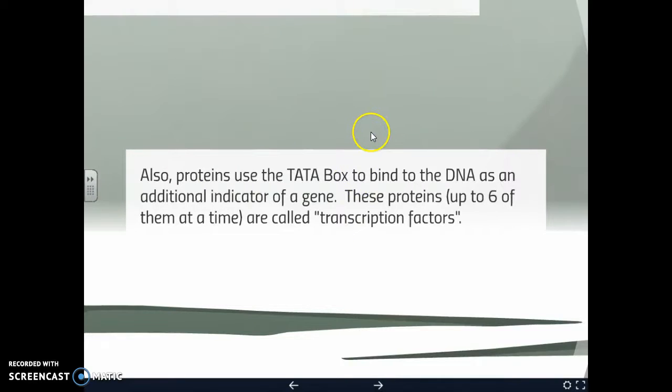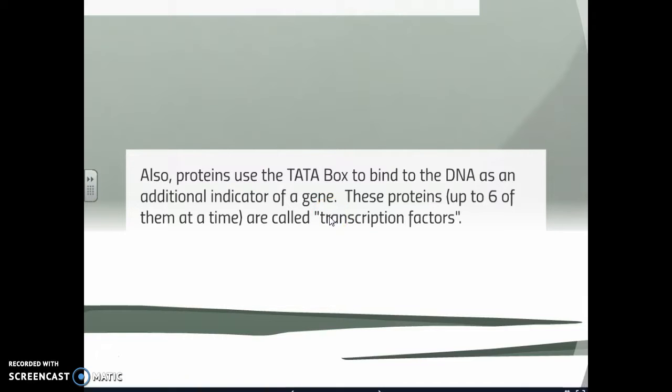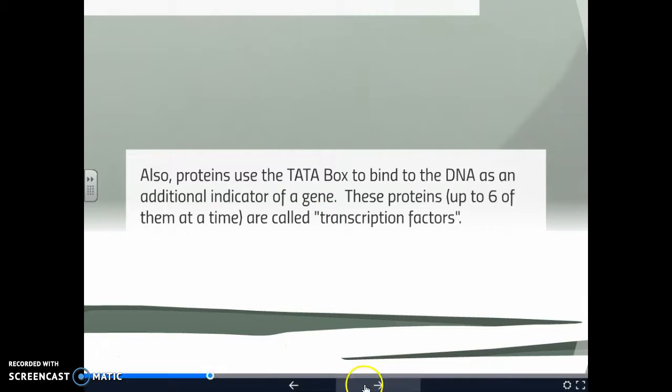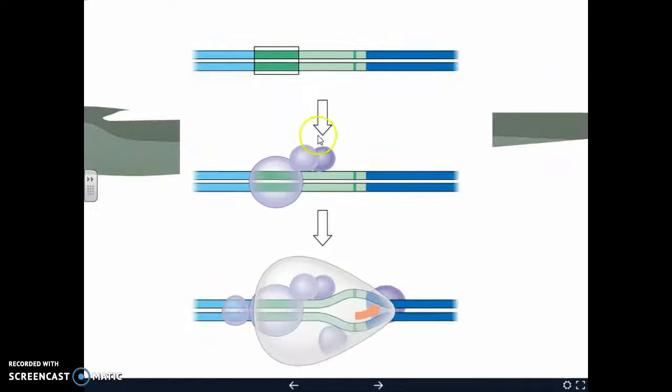Also, proteins use these, and they're called transcription factors. So there's transcription factors that look for that TATA box, hop on board, and they form like a conglomerate of things. So here's like 1, 2, 3, and then here's polymerase. So polymerase looks for all these transcription factors hopped on board early on.